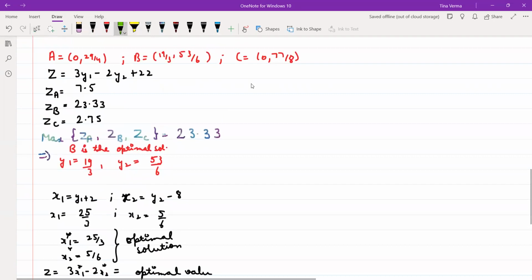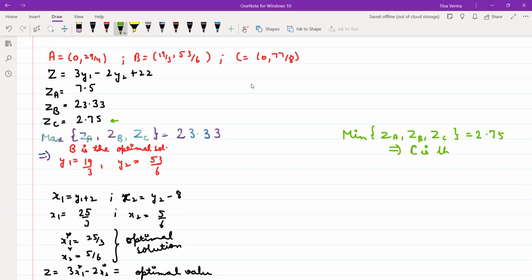Agar mera yahi wala case minimization problem mein hota, then what I have to find? I have to find the minimum of ZA, ZB and ZC. You can clearly see that the minimum will be 2.75. That means my C point is the optimal solution. And C point is Y1 as 0 and Y2 as 77/8.